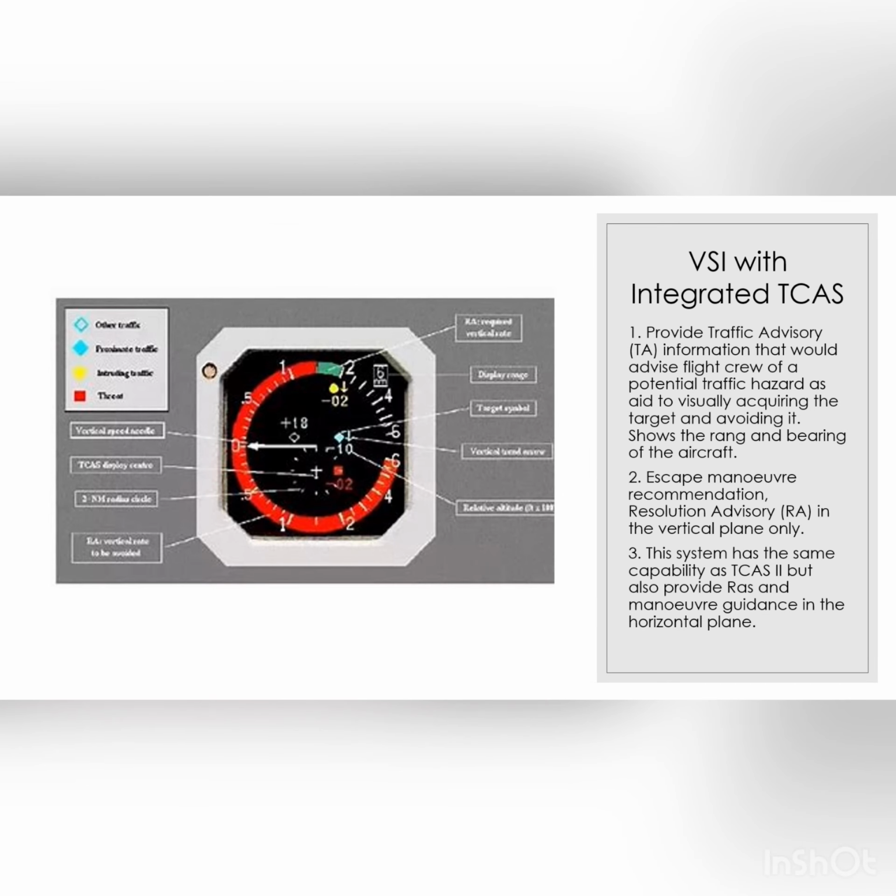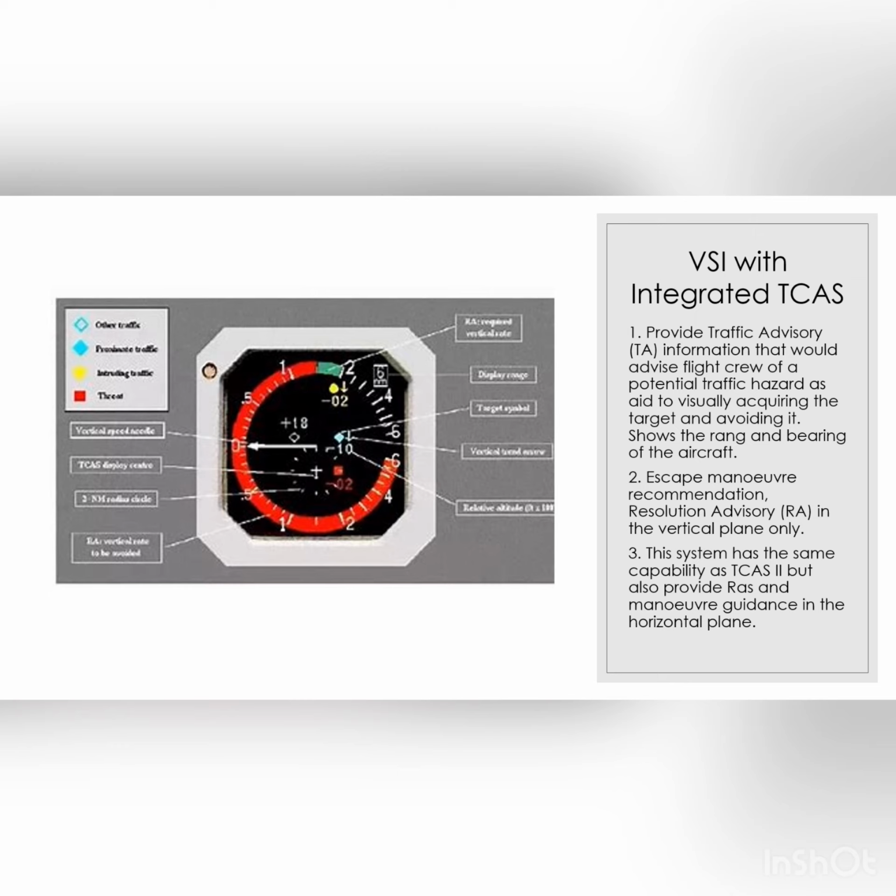As you can see here, this is a picture of the VSI with integrated TCAS. It provides traffic advisory, TA, information that would advise the flight crew of a potential traffic hazard, as an aid to visualize the target and avoid it, showing the range and bearing of the aircraft, and giving an alarm to the flight crew. As you can see in the picture, there is a display range, target symbol, vertical trend arrow, relative altitude, and many others.